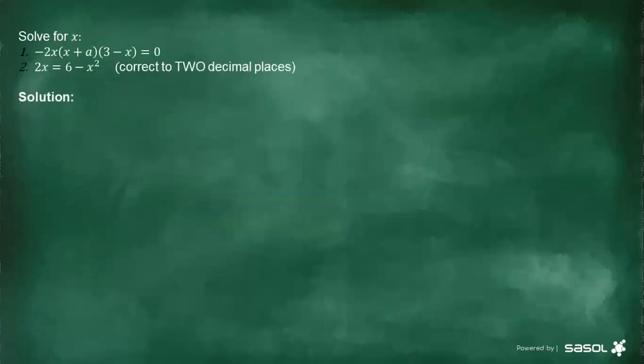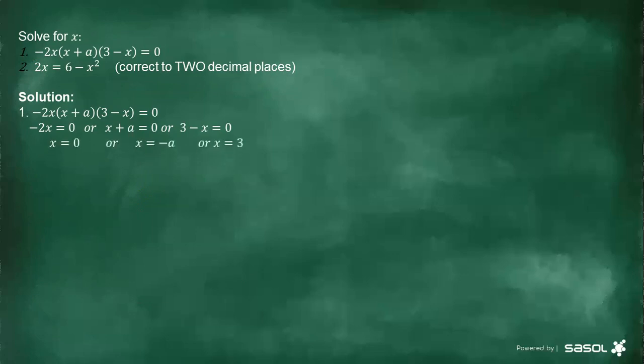All right, the first question: we have negative 2x into x plus a into 3 minus x equals 0. If it equals 0 and it has already been factorized, there is no need to open the brackets. You just have to solve for the value of x. The first is negative 2x equals 0, or x plus a equals 0, or 3 minus x equals 0. And from there, we have x equals 0, x equals negative a, or x equals 3.